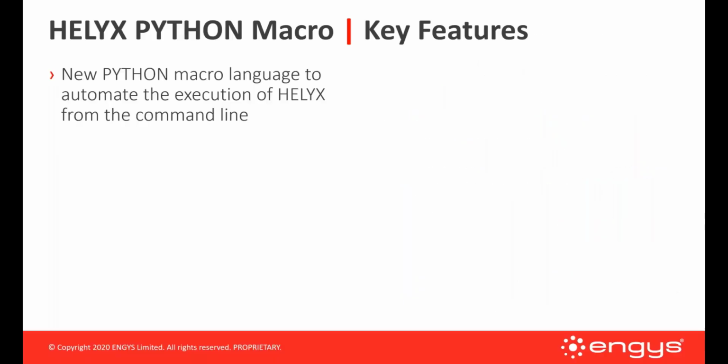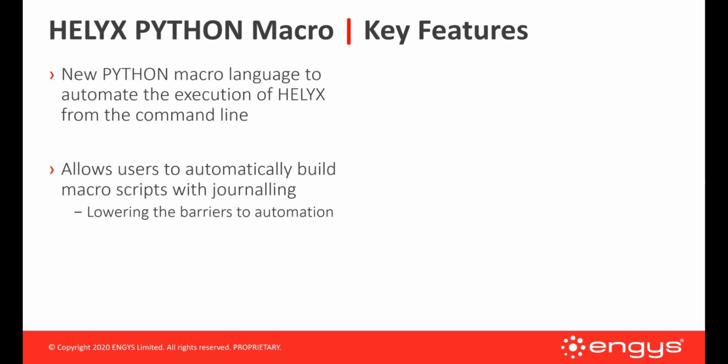So let me talk a little bit about the Helix Python macro language, some of the key features. It's a new Python macro language to Helix, and we use this to automate the execution of Helix from the command line. It allows users to automatically build macro scripts with journaling.